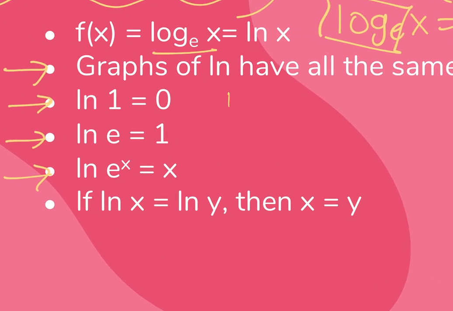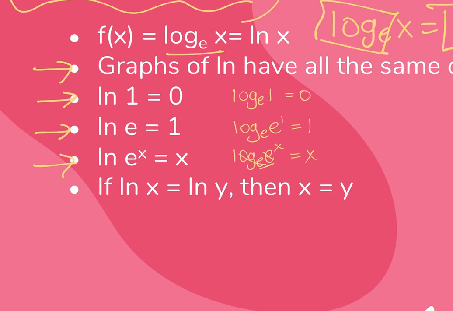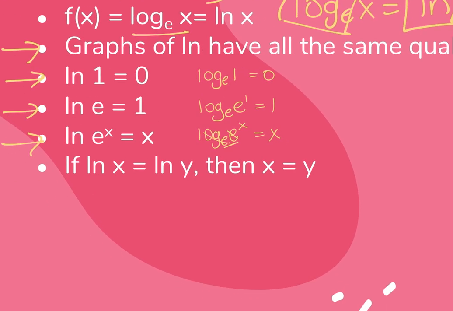ln of 1 would be 0 because log base e of 1 would be 0. ln of e would be 1 because log base e of e would be 1. It would be the exponent on the e. ln of e to the x would be x because log base e of e to the x, these are the same, would cancel, leaving you with just the exponent. And the one-to-one property says if ln of x equals ln of y, then x equals y, because if it's log base e of x equals log base e of y, we can ignore the logs and set what's next to it equal to each other.